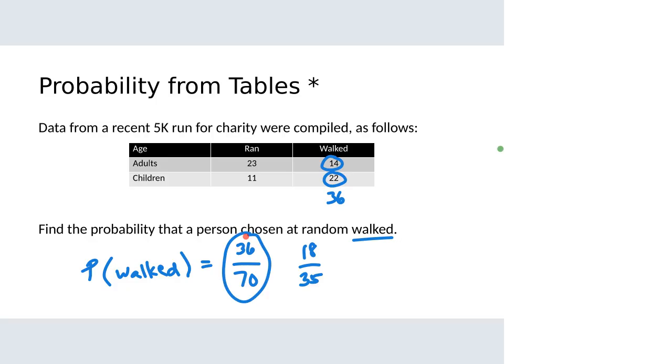Let me know if you have any questions on that. That's basically the idea behind probability from tables.